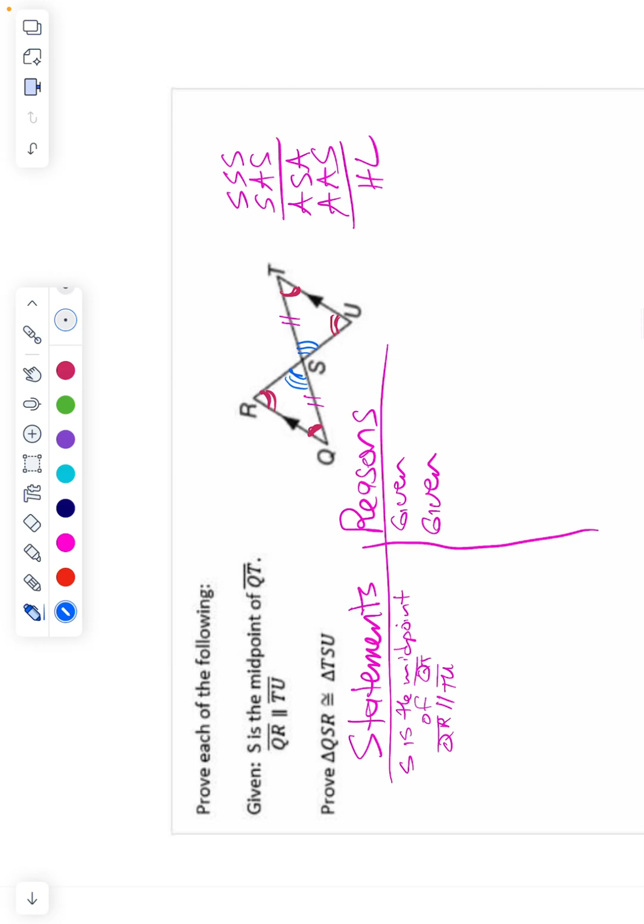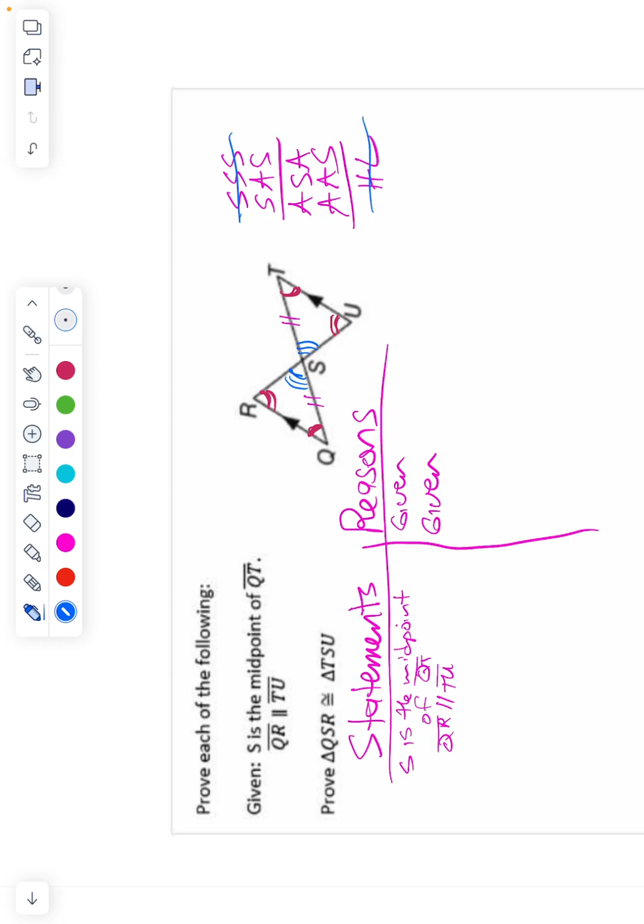So do you see how now we have multiple ways to prove this? But definitely we're not using hypotenuse leg. Okay, we're not using side, side, side because we only know one side length. But we can use these others. So all that stuff is in the picture. Now we got to go put it in our proof.